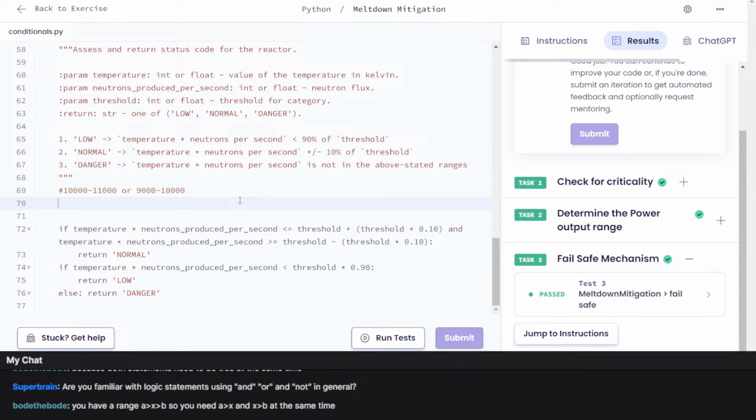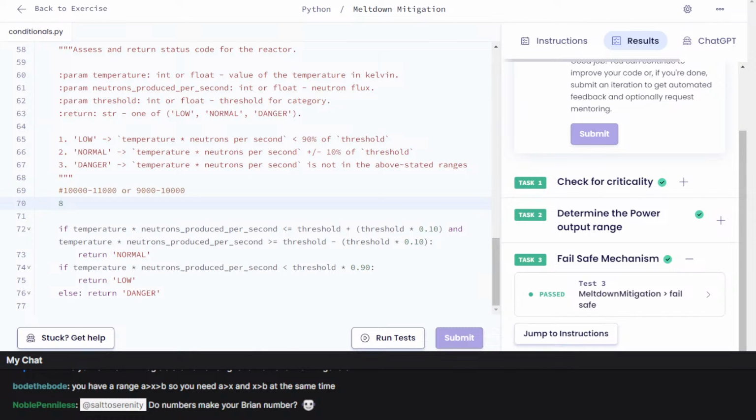Because... Bodepi Bode says you have a range A, X, B, so you need A, X and X, B at the same time. But it can't exist in both ranges at once. It can only exist within one of the ranges. Wait, oh, you're saying it is just one range. Noble Penniless says at Salt to Serenity, I thought the numbers were... make your brain number? Smiley face.